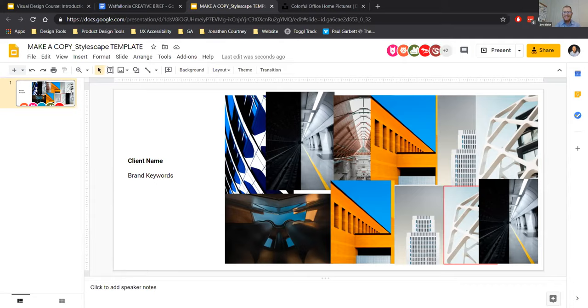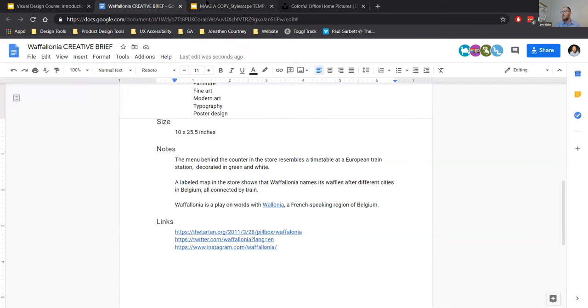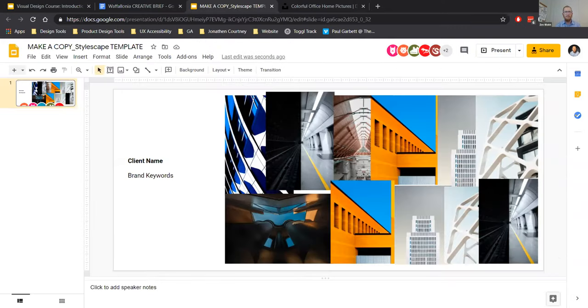And someone asked where my stylescape template is. It's in the folder itself, so it's not under images. You go to the general folder, I believe you should see that. Does that make sense? I'm not seeing a ton of questions around that, so I assume that it makes sense.